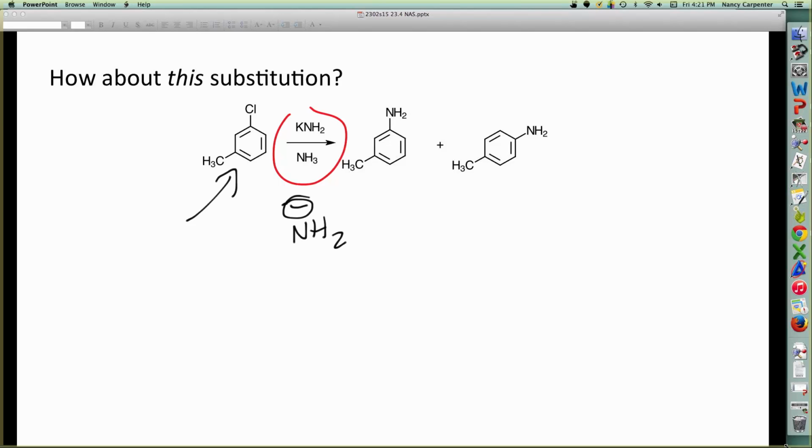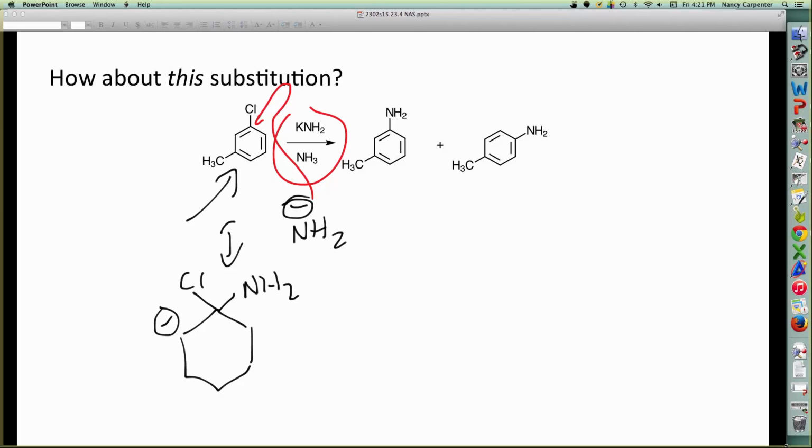But on the one hand, it kind of looks like that's what's happening, right? Because I could do this and get the anionic intermediate, and maybe that would work. But something's not right here. Because like I said, there's no electron withdrawing substituent on there to stabilize that anionic intermediate.